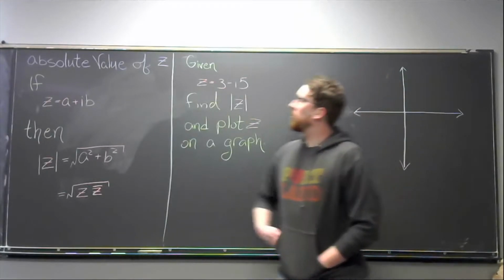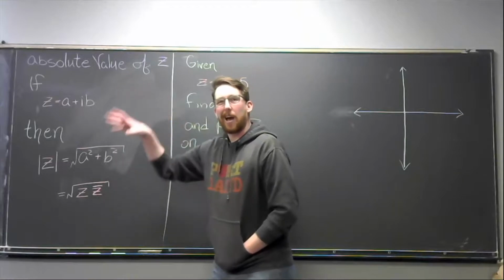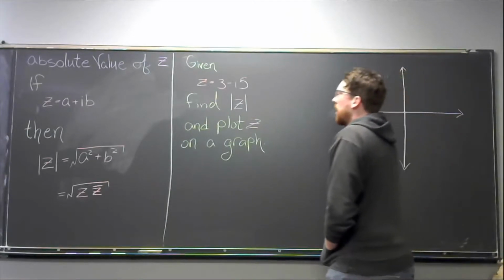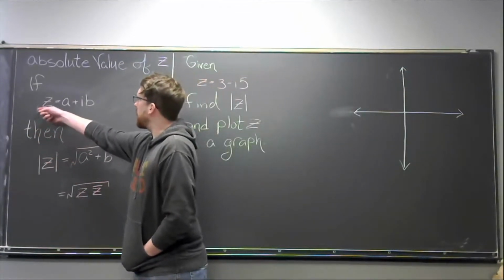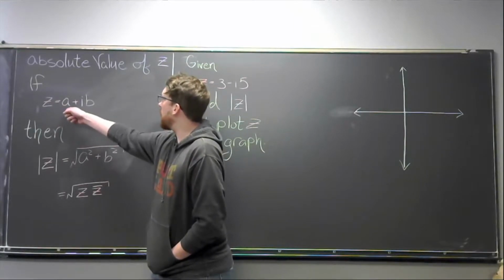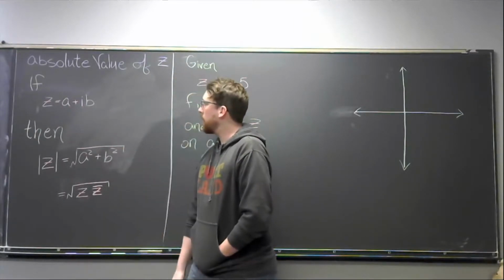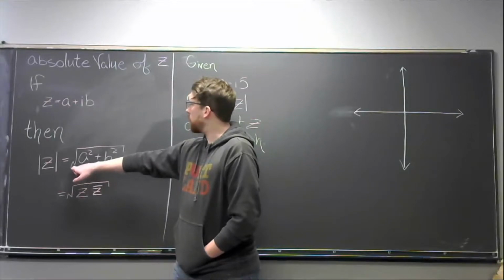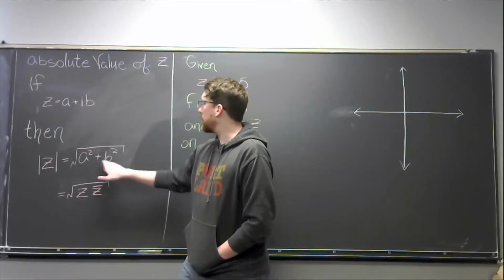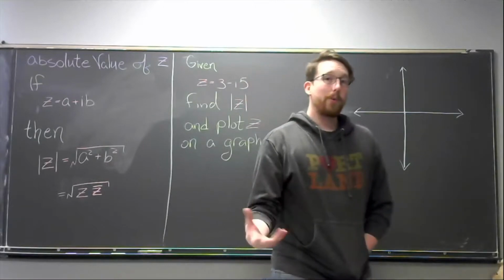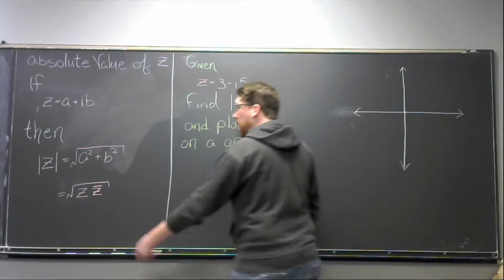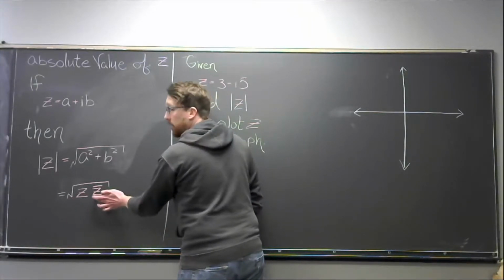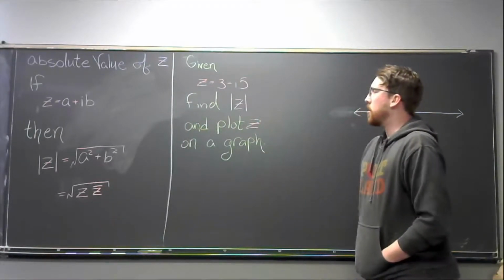Anyhow, last class we left off talking about the absolute value of a complex number. The definition said, if z is a complex number equal to a plus imaginary b, then the absolute value of z is going to be equal to the square root of a squared plus b squared. Another way we can write this is to say it's the square root of the product of a complex number and its conjugate. All right, so we're going to use this now.